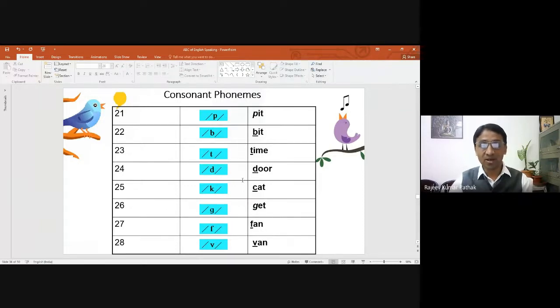Then we have da sound as in door, dimple, donkey, da sound. Ka sound, next is ka. We do not call it K. It's ka sound as in cat.